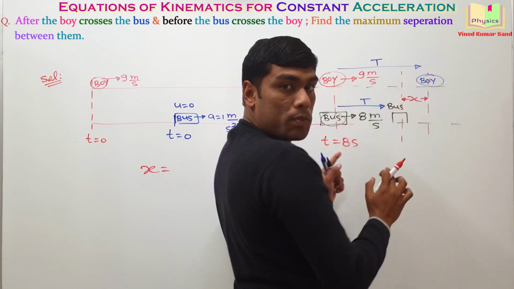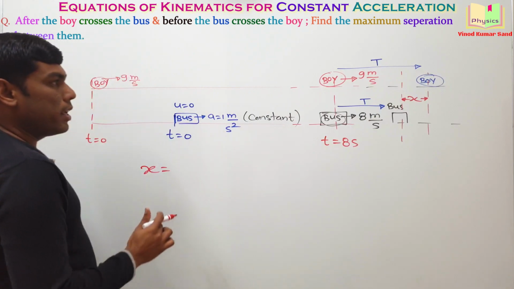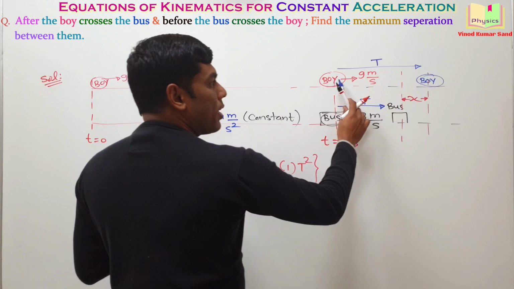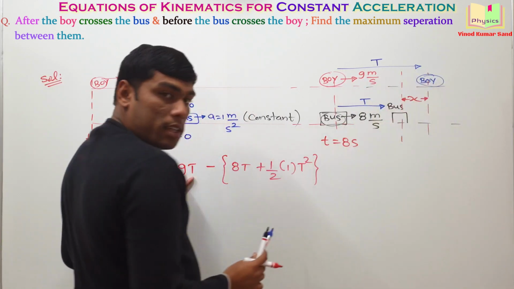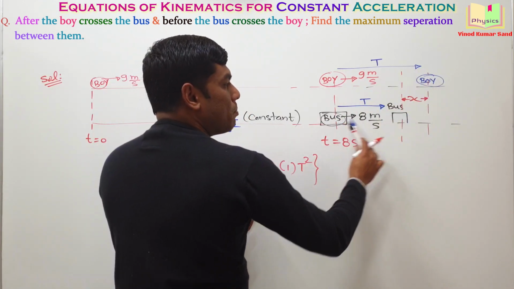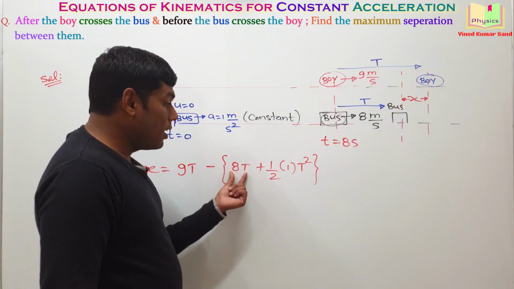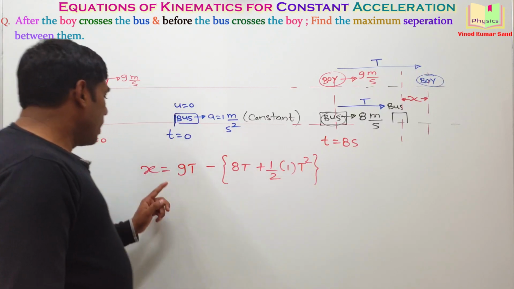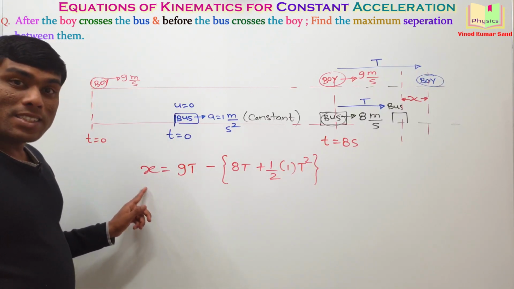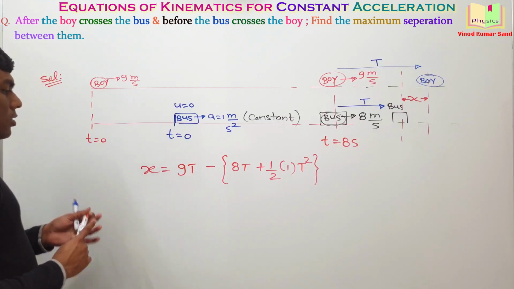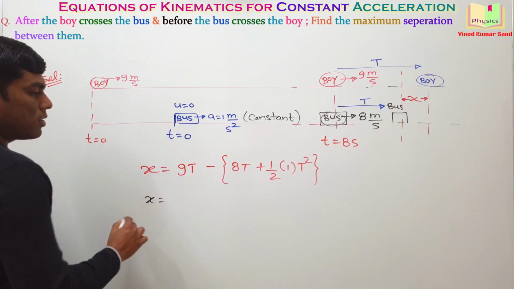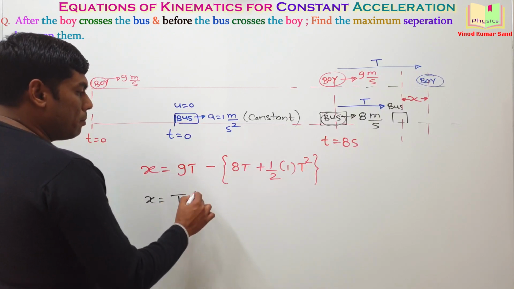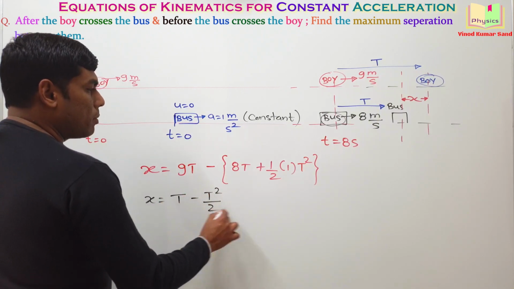Do you agree? So x will be equal to, see, the distance traveled by the boy here will be 9t, and the distance traveled by the bus here will be ut plus half at square. Is it okay? And we need to maximize this distance. So let us simplify it first. 9t minus 8t will give you t minus t square by 2.